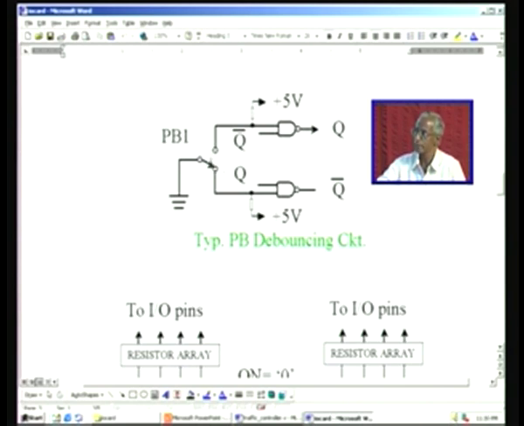So the very first time it has made a contact, even if it bounces back, it is in store mode. Therefore 1 is still preserved, and that is how it is debouncing. The circuit debounces in a very simple manner.